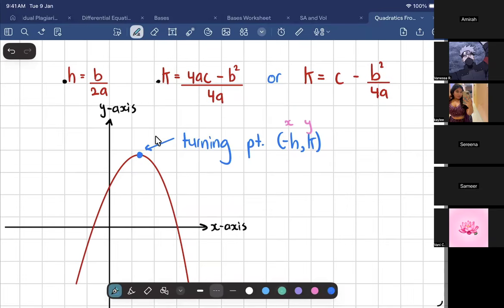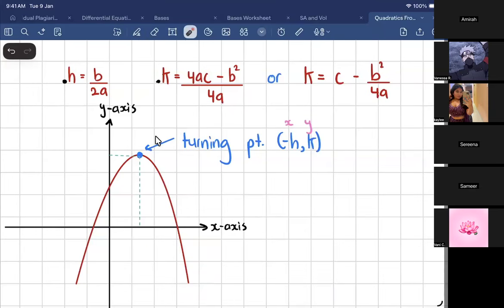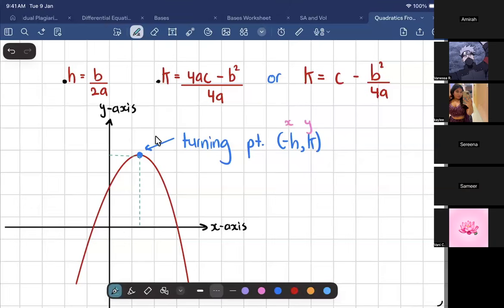So I have a question for you guys. Christian, are you in there? Yes, sir. All right, Christian, what do you think is going to come over here? The minus h, which represents the x value, or the k, which represents the y value? So would the x with the minus h go there, sir? Perfect. Yes. Because the minus h corresponds to what axis? The x-axis. Perfect.